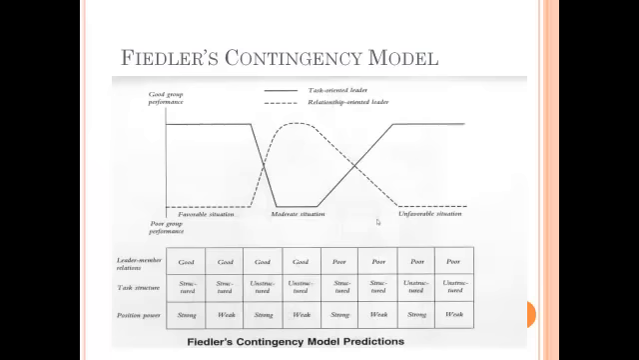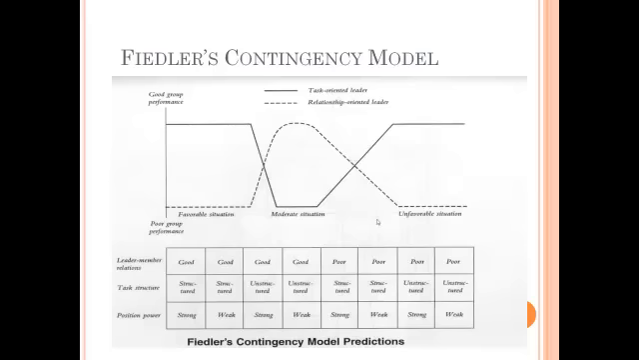When he took that into account, he found that the effectiveness of the leader depended on both the situational favorability and the leadership style. Using the least preferred coworker scale, leaders are either task-oriented or relationship-oriented, and he looked at situations ranging from very favorable, on the far left, where leader-member relations are good, the task is highly structured, and the leader has a lot of position power, all the way to the right, a very unfavorable situation with poor leader-member relations, unstructured tasks, and weak position power.